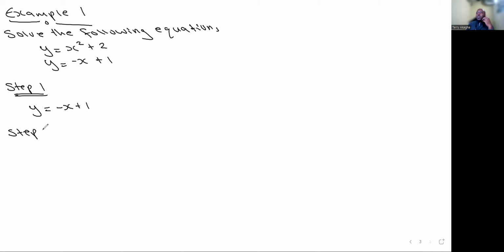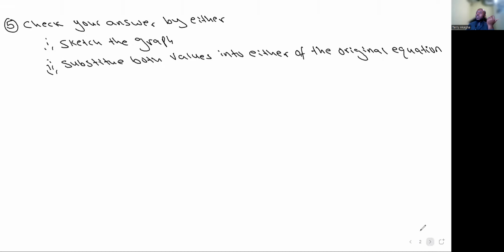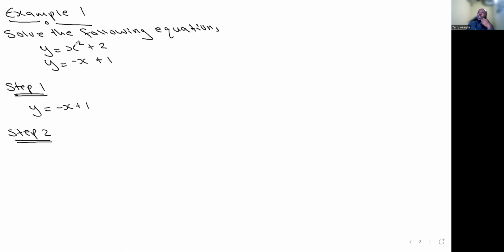Step 2: substitute the answer from step 1 for the second variable in the second equation. The second variable we have is x squared plus 2. Then we're going to substitute it. So it's going to be minus x plus 1 equal to x squared plus 2.